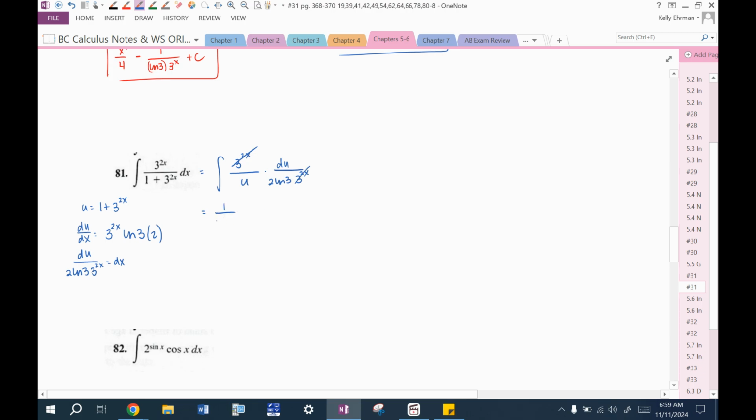I'm going to pull the constant out, 1 over 2 ln 3 times the integral of 1 over u du. So the constant is out there. The integral of 1 over u is natural log u, so times natural log absolute value 1 plus 3 to the 2x plus c.